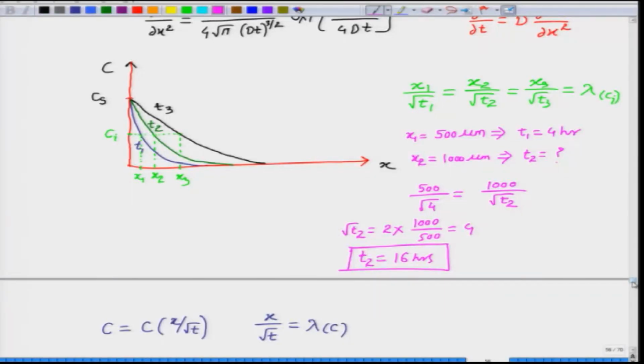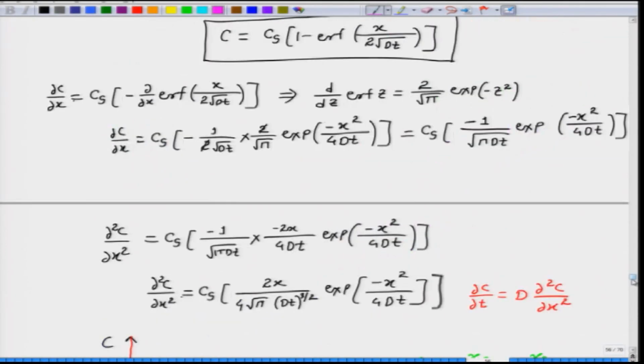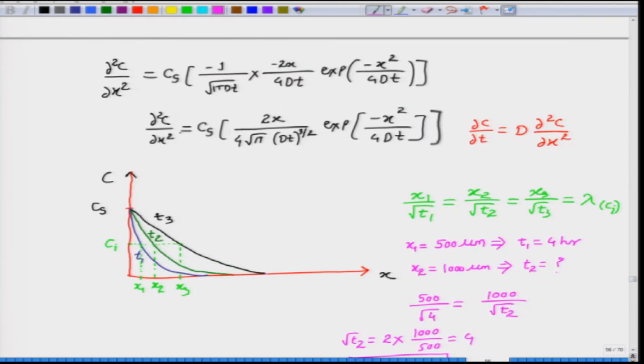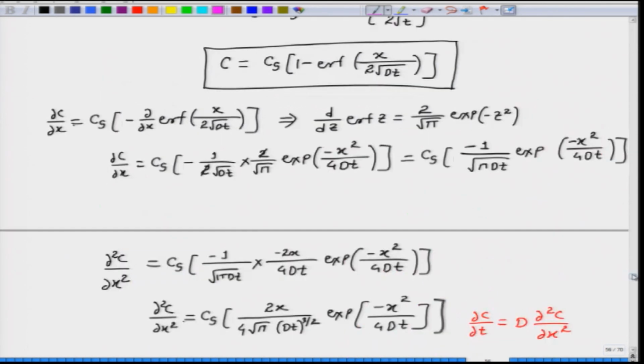For that, let us look at the typical error function solution: C = Cs (1 − erf(x / 2√(Dt))). We want the distance at which concentration drops to the original concentration, that is 0. From this equation, that is where the error function of x over 2 root Dt tends to 1. Now, mathematically what is the value of z for error function z to be 1?